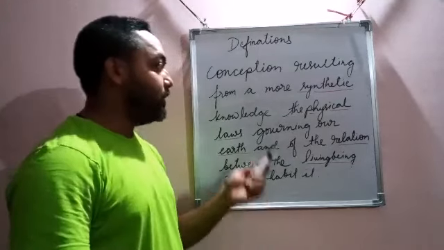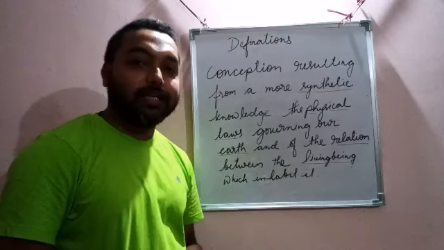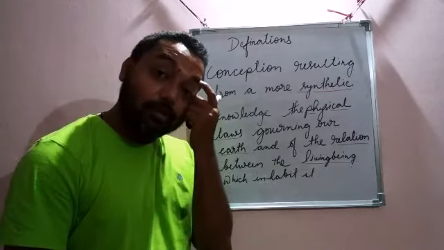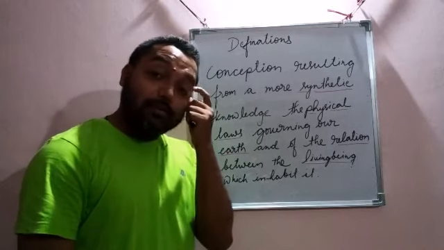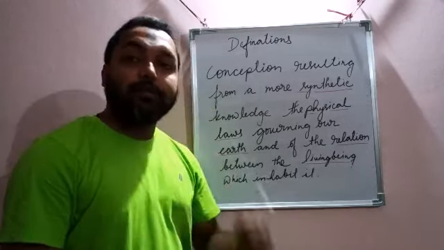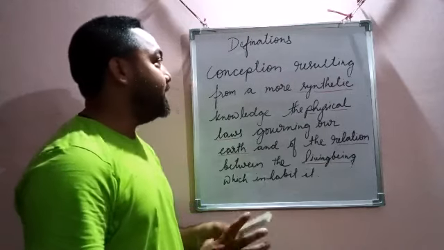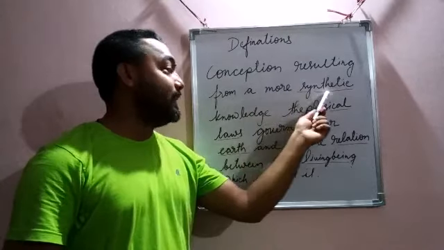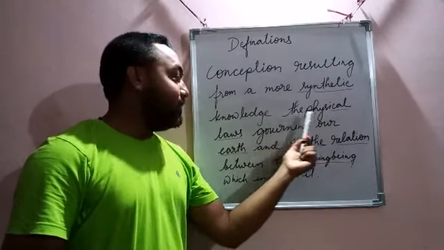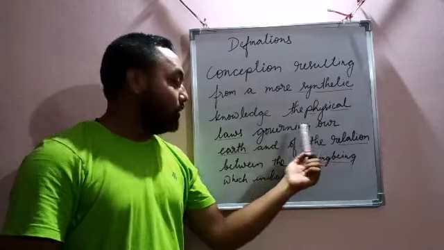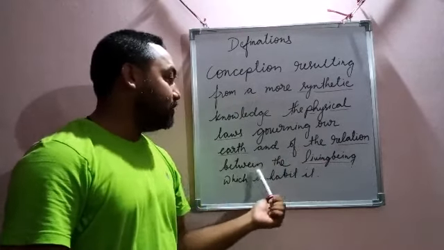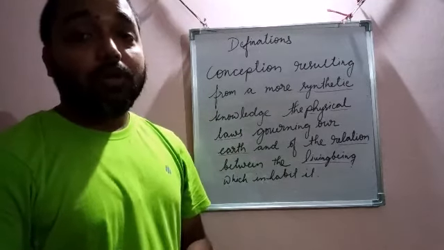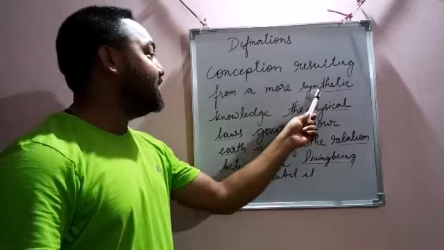So the third definition is a little bit complicated, and is the sum of the two definitions we have already studied. It is given by Vidal de la Blache, one of the very famous geographers. He said that geography is the conception resulting from the more synthetic knowledge of the physical laws governing our earth, and the relations between the living beings which inhabit it. So here the important thing is first the synthetic knowledge.